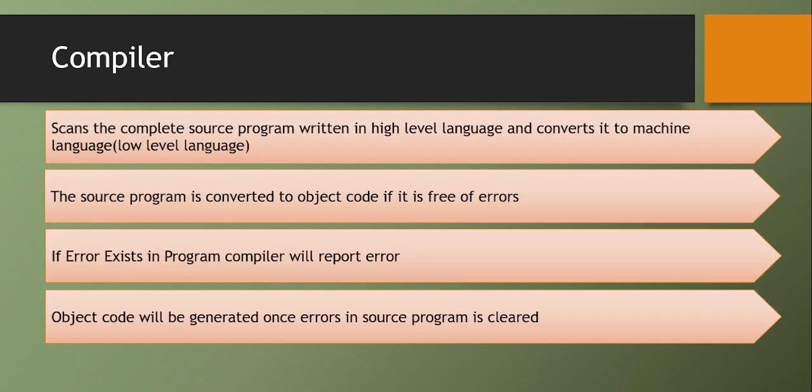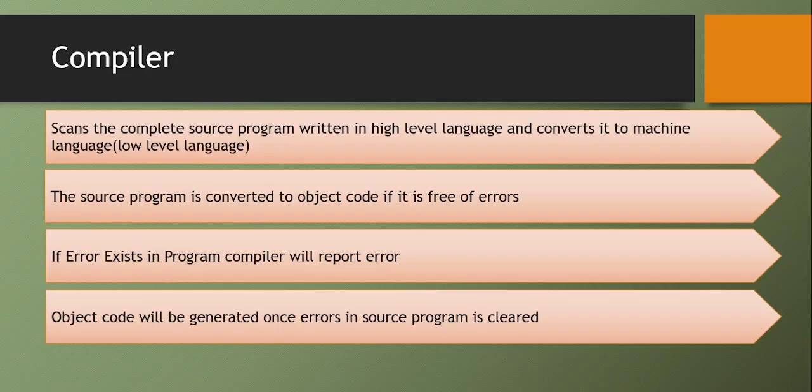And if an error exists, that means if the program violates the syntax rules or semantic rules, every programming language has certain rules here. If those rules are violated, then an error will be generated by the compiler, and it will be reported to the developer. And if errors are not there, then object code will be created automatically. So this object code is meant for generating machine code at the end of the compilation process.